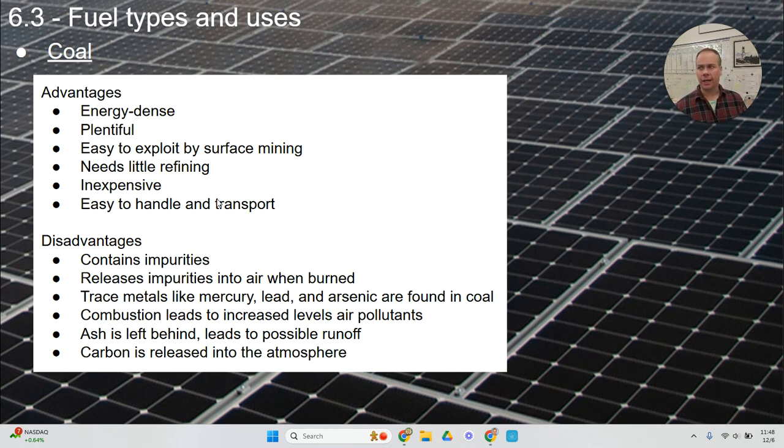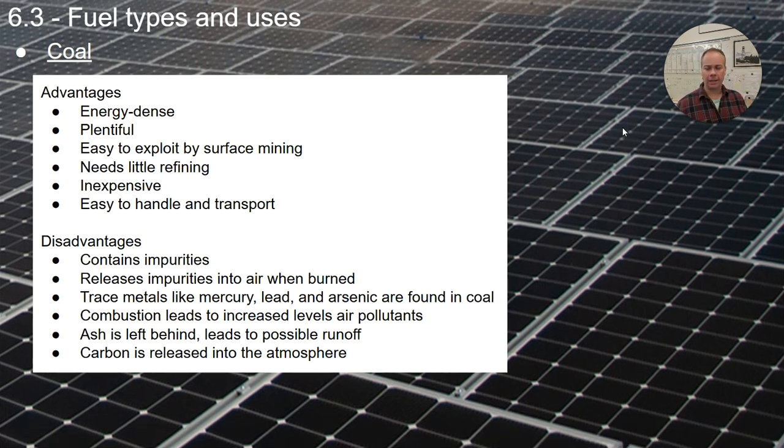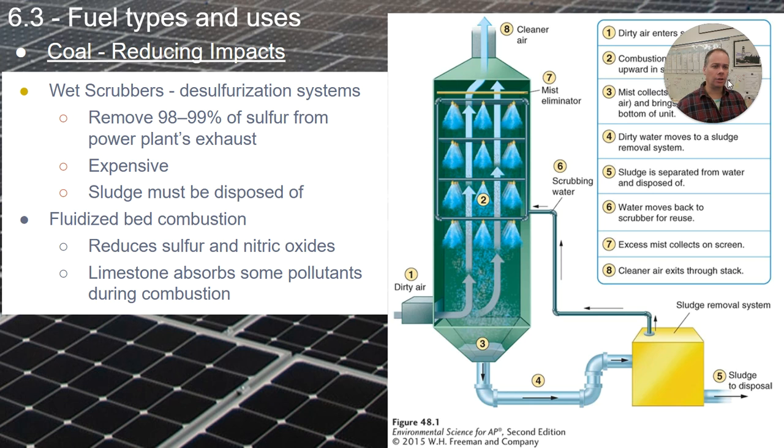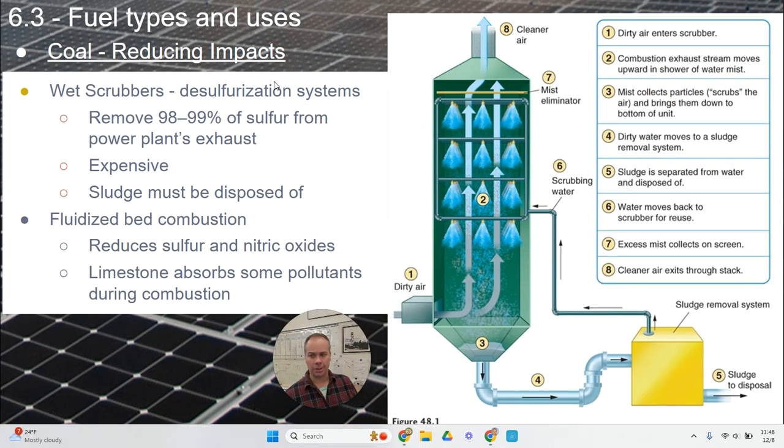And that ash that's left behind after the coal has been burned can also contain some of these trace metals like mercury, lead, and arsenic. And so that material, that ash, has to be disposed of responsibly so that it doesn't cause pollution or impact human health as well. And there are ways of reducing some of these impacts. We'll talk more about this when we get to air pollution, but there are pieces of equipment now that can help to remove some of those contaminants, some of those emissions that come about from burning coal.